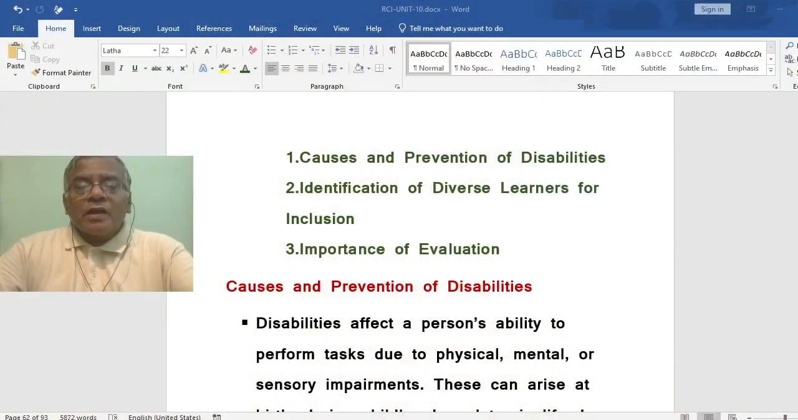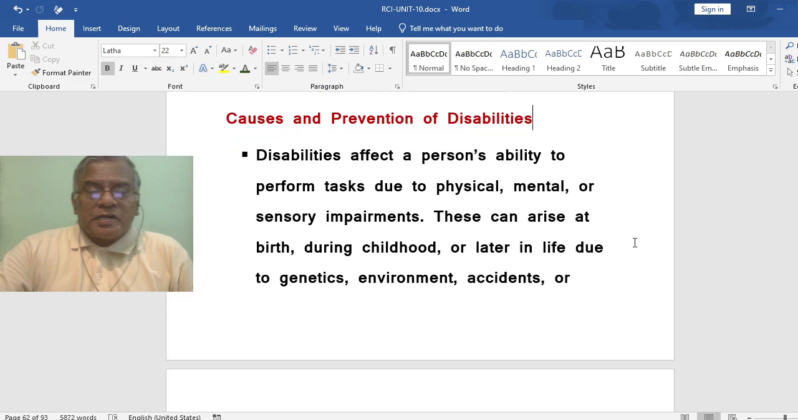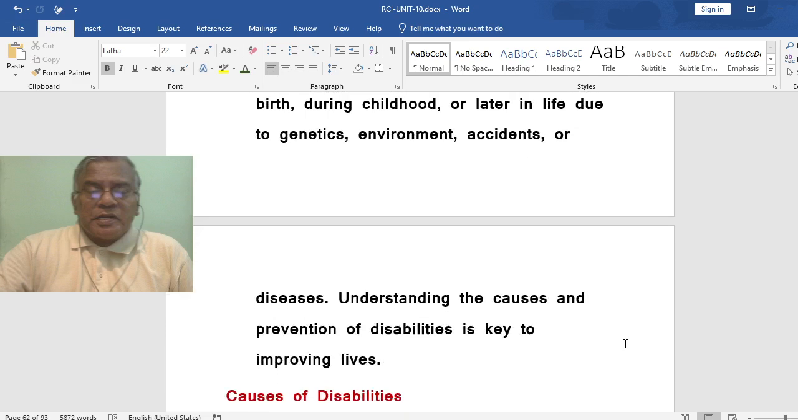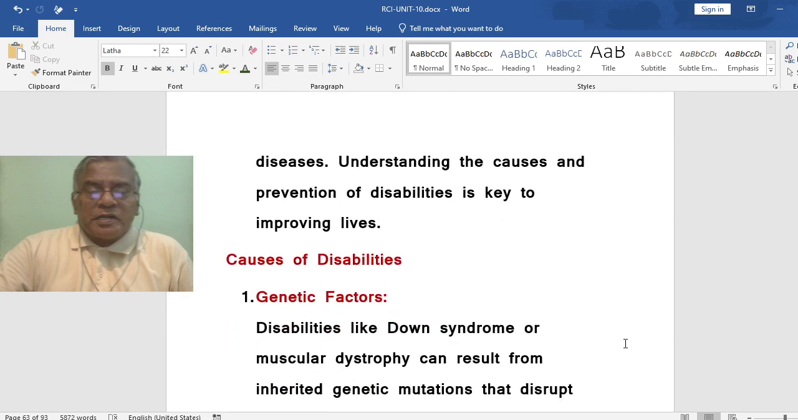Dear friends, the first topic will be causes and prevention of disability. Disabilities affect a person's ability to perform tasks due to physical, mental, or sensory impairments. This can arise at birth, during childhood, and later in life due to genetics, environment, accidents, or diseases. Understanding the causes and prevention of disabilities is key to improving lives. Let us analyze what are the causes of disabilities.